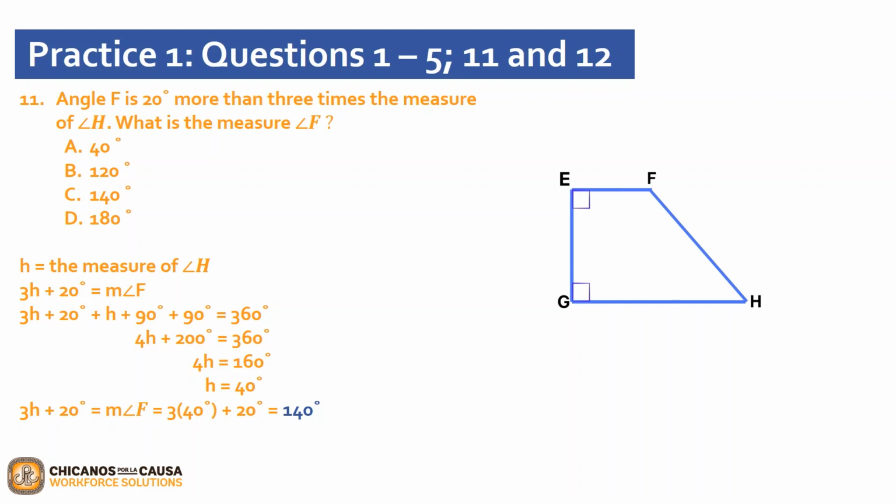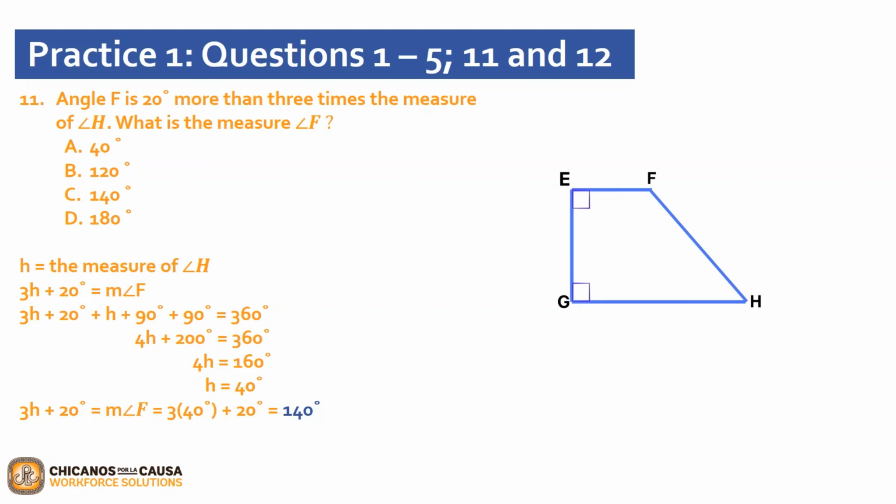So now we are going to find the value of H, which is the measurement of angle H. In order to do that, we're going to have to divide by 4 on one side and then divide by 4 on the other side. When we do that, we have H equals 40 degrees. So bam, the measurement for angle H is 40 degrees.